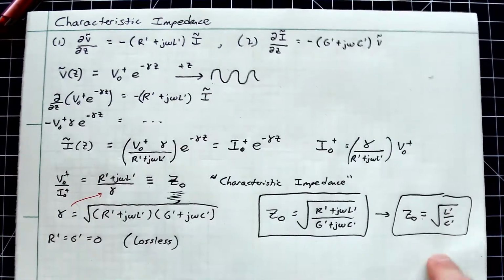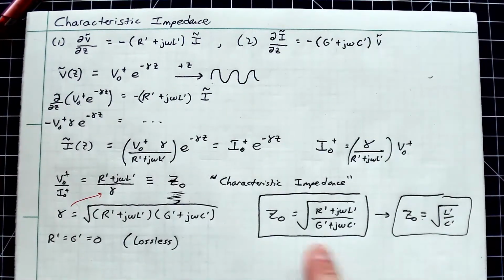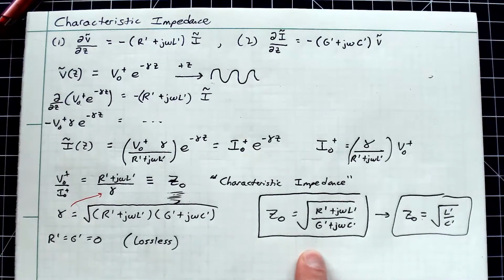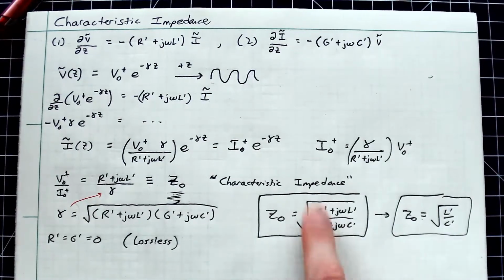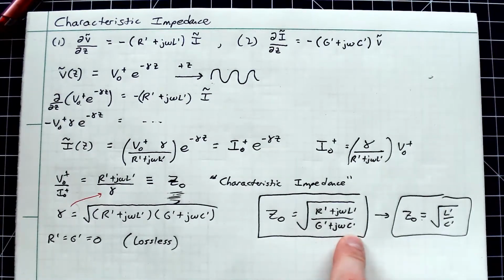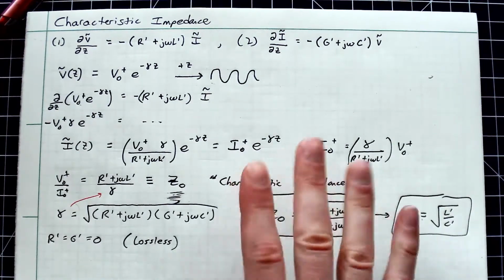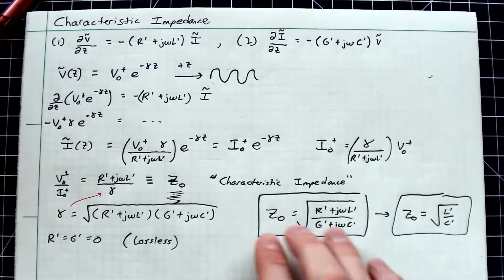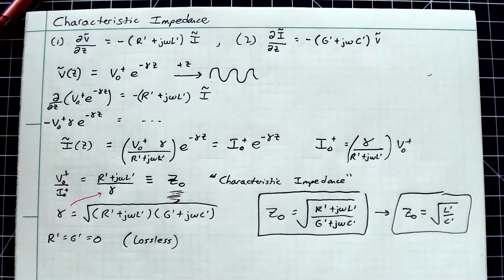So this is also an extremely common expression, and it's generally more appropriate to use this expression over here than this one over here. That's because the R and the G are generally much, much smaller in comparison to L and C. And if these terms were big and dominant, then you wouldn't have a very interesting transmission line anyway, so we tend to not care so much about the general lossy case, but we like to think more in terms of the lossless case over here.